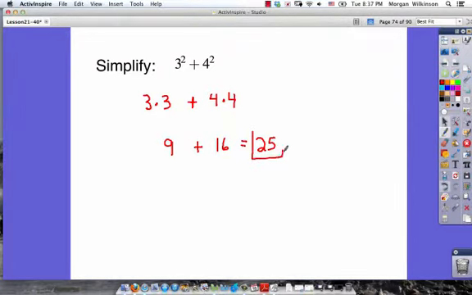The key thing to remember as we go through these problems when we're squaring them is we're taking the number and we're multiplying it by itself. So 3 squared is 3 times 3, and 4 squared is 4 times 4. Let's look at our next problem.